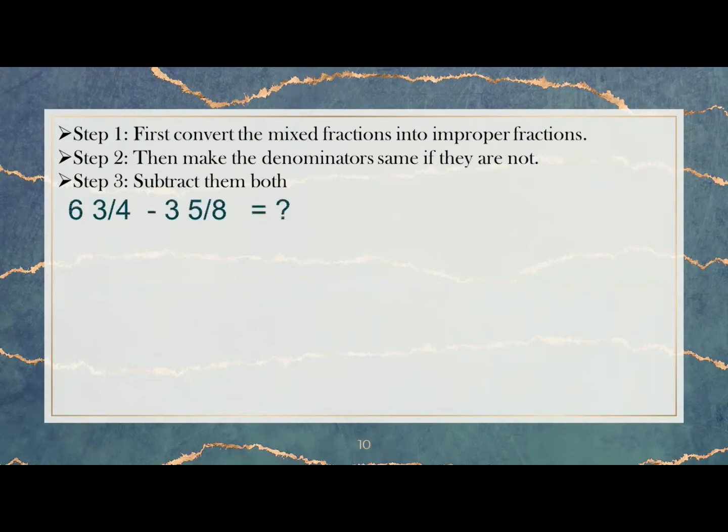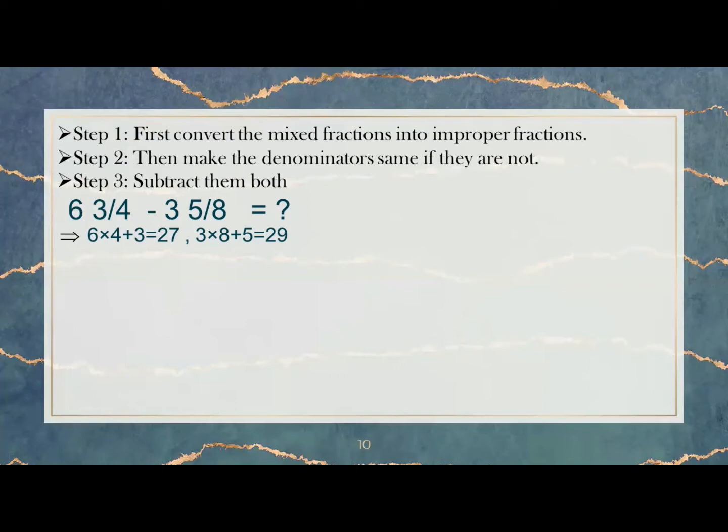So for example, let's take 6 3 by 4 minus 3 5 by 8. Here, to convert a mixed fraction into an improper fraction, we have to multiply the whole number with the denominator and then add the numerator. So our whole number is 6, our denominator is 4 and our numerator is 3. So we are going to do 6 into 4 plus 3, which is equal to 27.